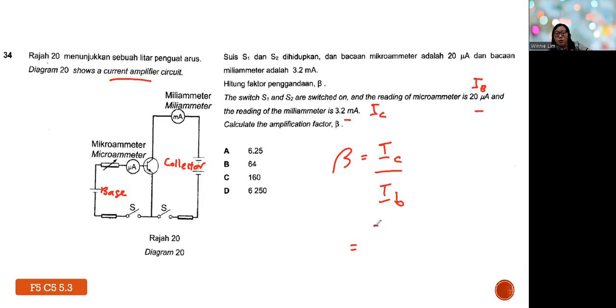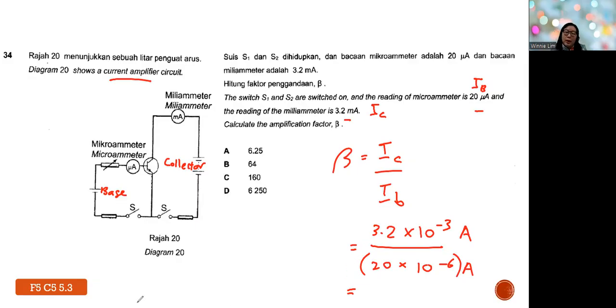Okay, so your IC is 3.2, right? Milli stands for 10 power negative 3. So you have to change it, then it becomes ampere alone. Similarly for the base. What does micro stand for? Micro is 10⁻⁶. So when you sub, make sure you put brackets like that. Okay, then you press the calculator. Of course it cannot be 0 point something. If it's 0 point something, that means something is wrong with your prefix. So when you sub everything, you actually get 160. And there will be no unit because the ampere cancels out already.